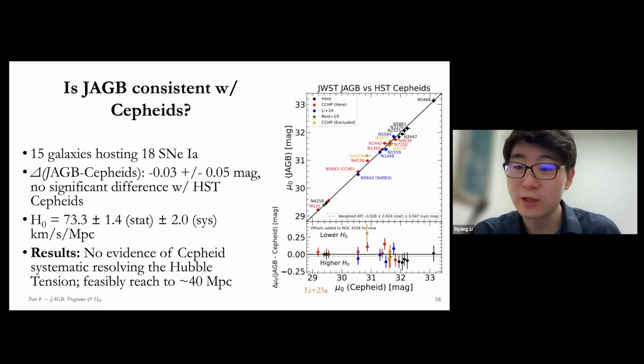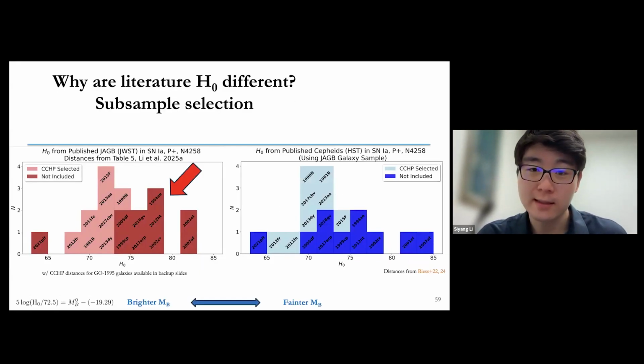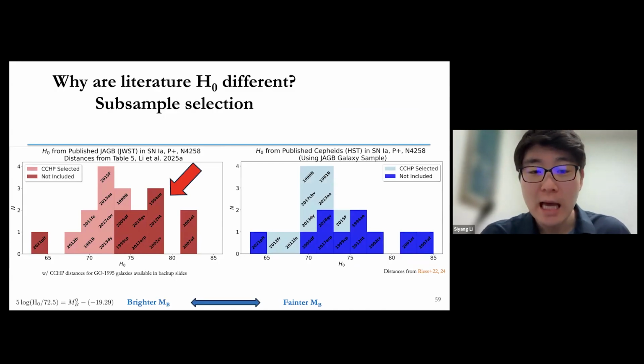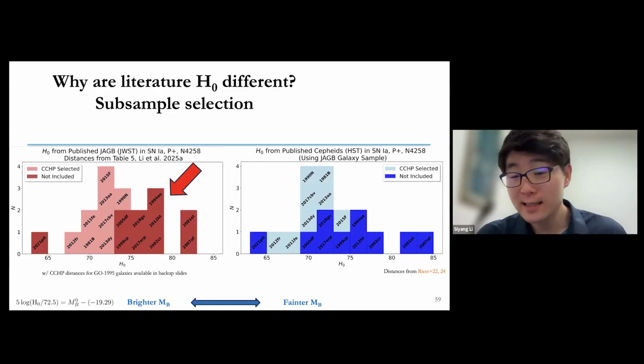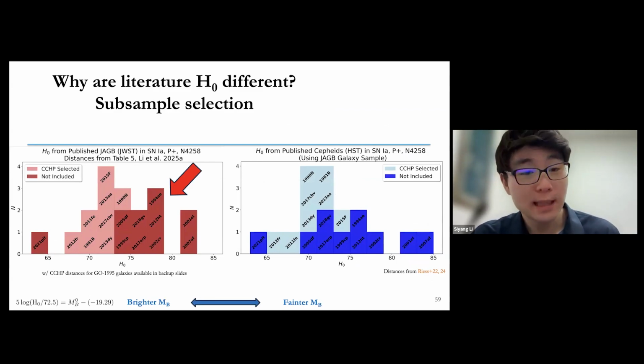I think in this iteration of measurement of the Hubble constant, it is still in very good agreement with the HST Cepheid distance. Now you might be wondering, why are these two Hubble constant measurements with the JGB so different? And we can trace this back to the same concept as I applied with the TRGB, to subsample selection.